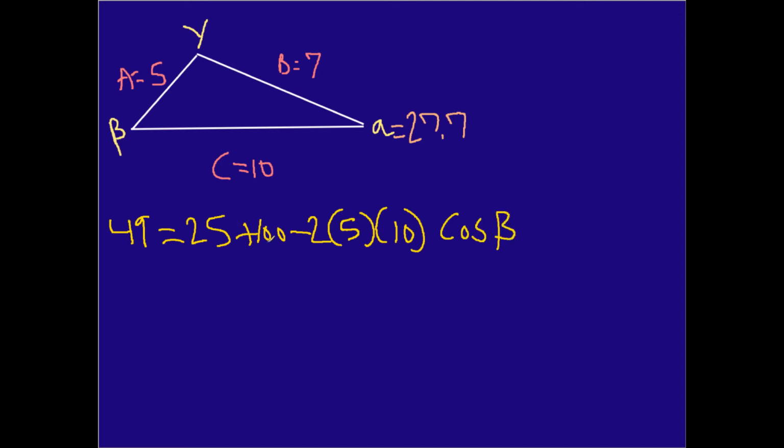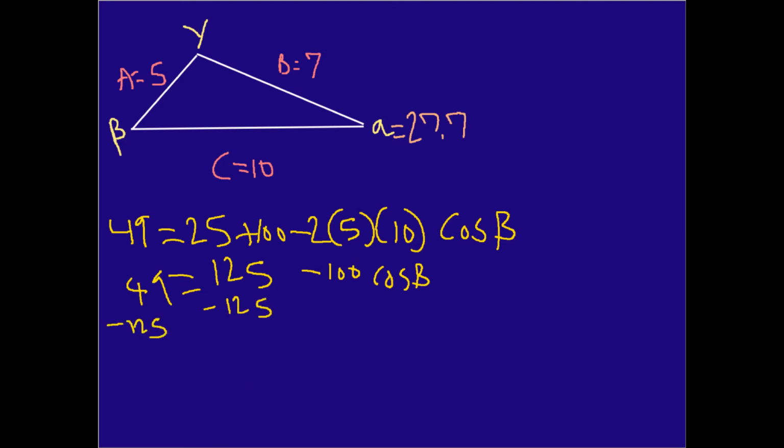That's what we got here. So we're going to make this simple. 10 times 5 is 50. 50 times 2 is 100. So we're going to have 100 here, minus 100. And then we're going to have 25 plus 100 is 125. And then we still have cosine of beta. And then we still have 49 here. All right. So we're going to subtract 125 from both sides. So minus 125, minus 125.